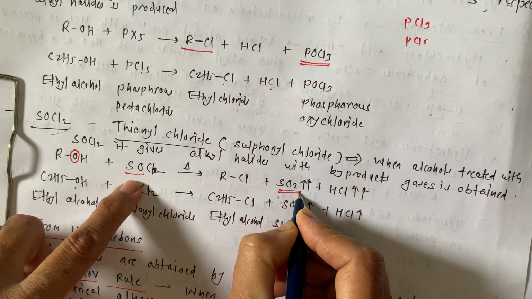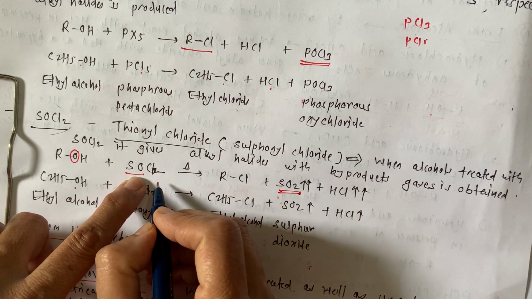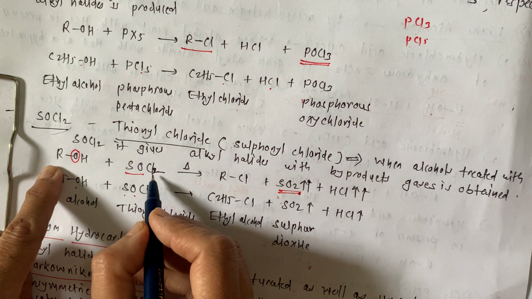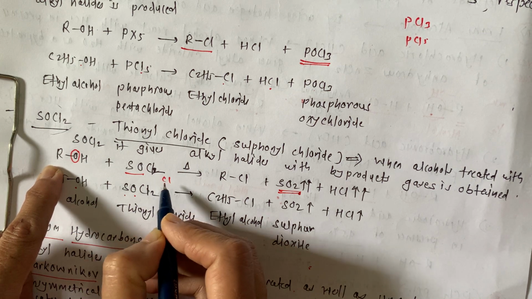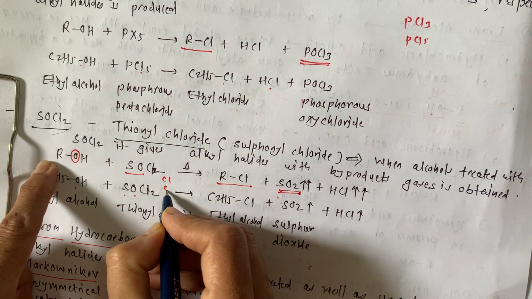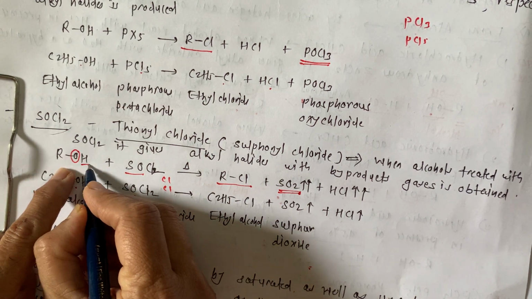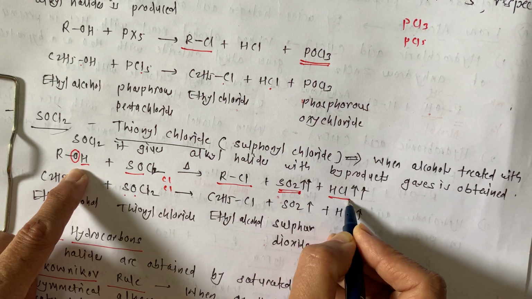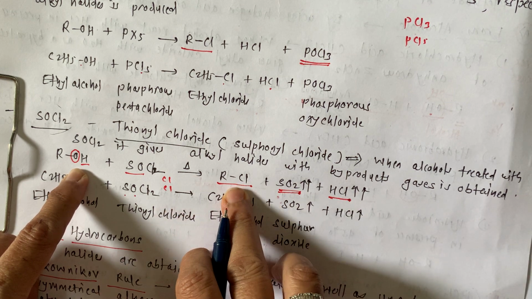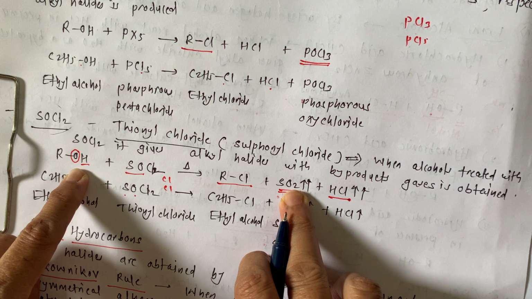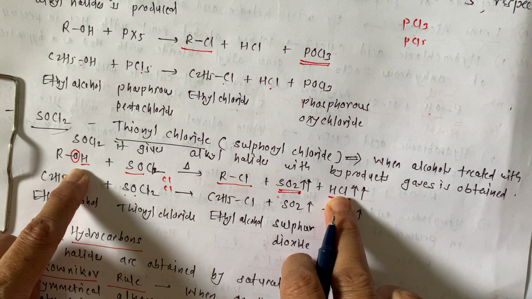Okay, now what is remaining? Remaining are here 2 chlorine and 1 hydrogen and 1 R. So 1 chlorine goes to R, so there is formation of RCl. Another chlorine is going to form an HCl bond and there is HCl gas. So this is again the byproduct. So the first product is our alkyl chloride, the byproducts are SO2, sulfur dioxide gas, and hydrochloric acid gas.